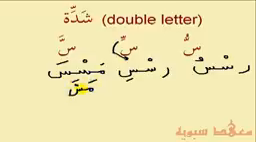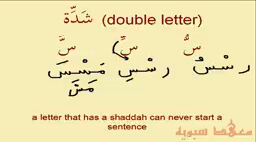So a double letter will not be represented in this way. It will be done in this particular way with the shadda. Now, a letter that has a shadda can never start a sentence, as we said. That's why I put a letter that has a haraka on it. So let's put the fathas on those. So notice I put those huruf, those letters, in front, because there's no word that starts with a sukoon, or any letter that has a sukoon.